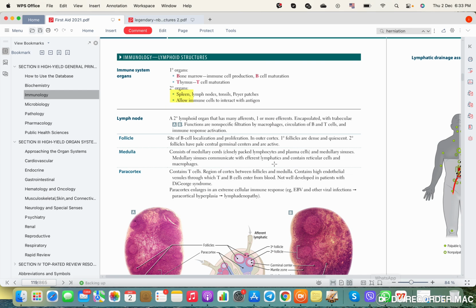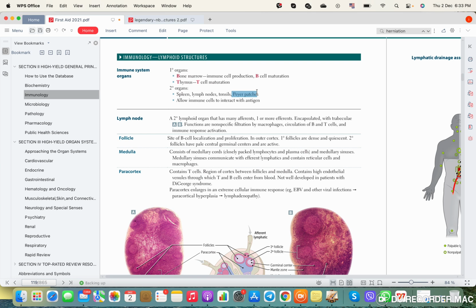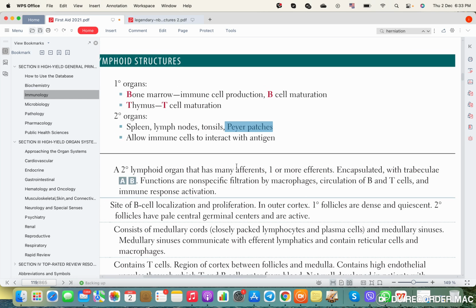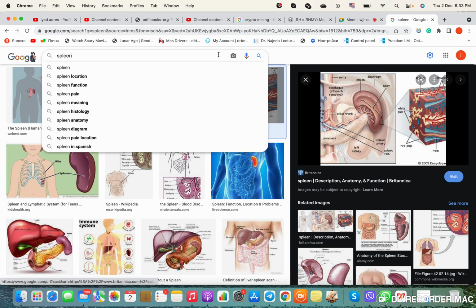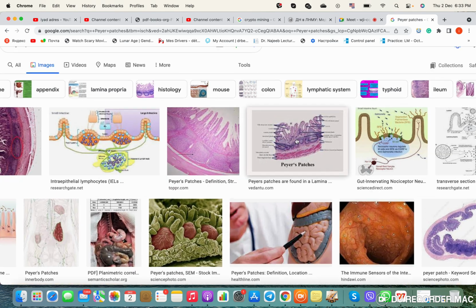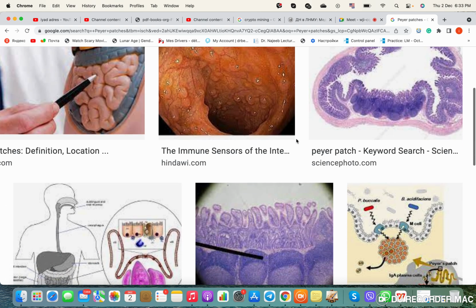So, speaking about the Peyer's patches, in which organ are the Peyer's patches located? Basically, the Peyer's patches are located normally at the terminal ileum, at the end of your ileum. They are actually super important because they take part in making some antibodies. Which antibody covers your intestine and protects it from infection?